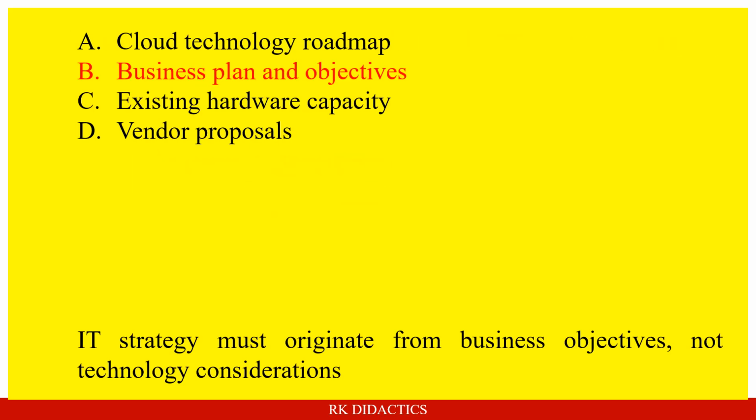business plan and objectives. क्योंकि किसी भी बिजनेस का मेन एम इज टू प्रमोट बिजनेस. उसका प्लान क्या है, वो कैसे एनहांस करेगा उसका परफॉर्मेंस. सो बेसिक ऑब्जेक्टिव इज द एनहांसमेंट और ग्रोथ ऑफ द बिजनेस. सो जो भी आएगा आईटी स्ट्रैटेजी, इट मस्ट बी बेस्ड ऑन दिस बिजनेस ऑब्जेक्टिव.